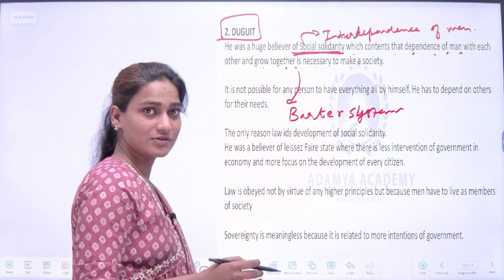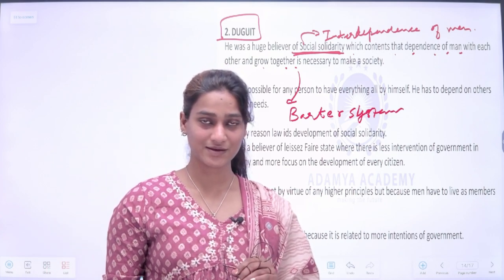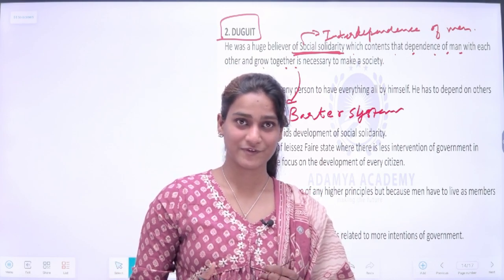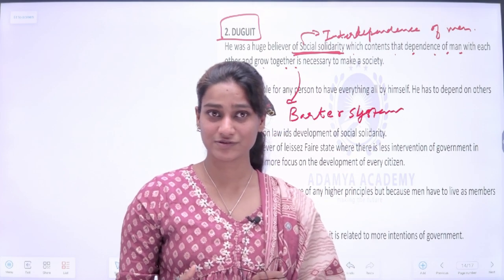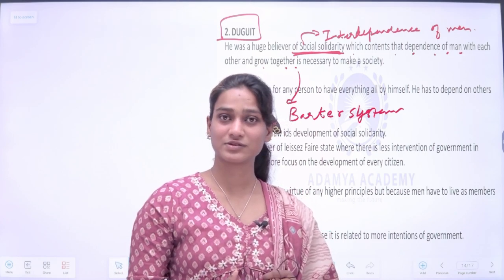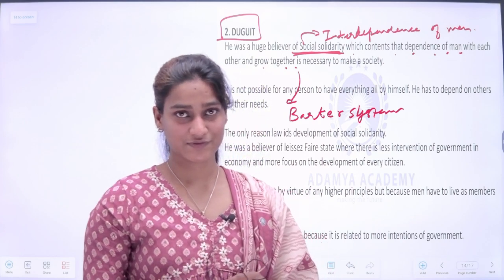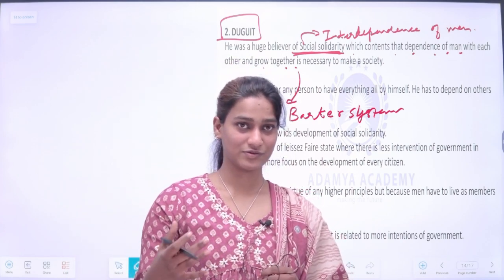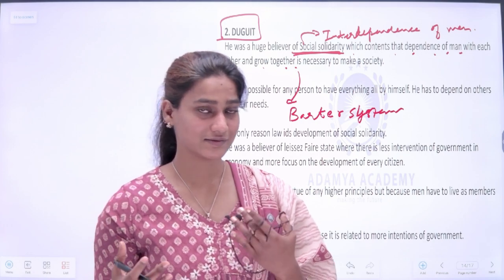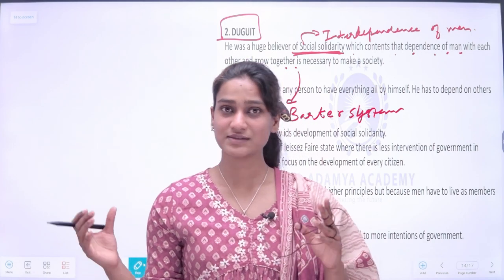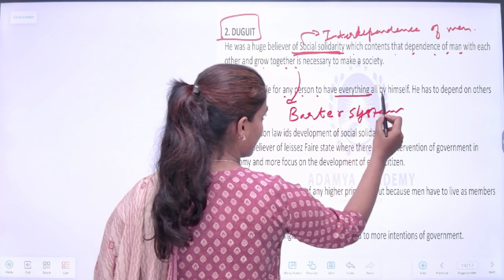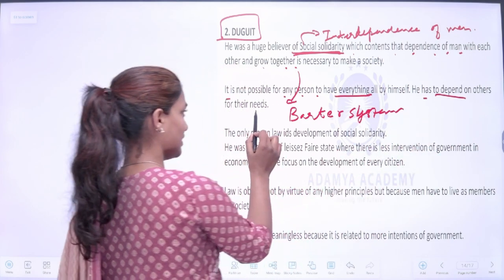So at that time also there was interdependence of men on each other. Similarly, in the modern society also, we follow the currency system. Why? Because we not only want one thing, we want different things to sustain our life. For example, we want books, we want eatables, we want water. So we exchange those with currency in order to fulfill all our needs. A single individual is not able to do this alone. They are dependent on each other. It is not possible for any person to have everything all by himself. He has to depend on others for their needs.